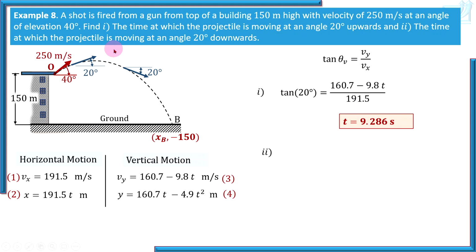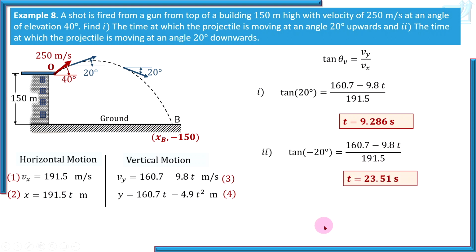Now, the time at which the projectile is moving at an angle of 20 degrees downwards. So put theta v as minus 20. Vy is 160.7 minus 9.8 t. You cannot use the previous value of t because this is a different instant here. And Vx is 191.5. And you have found out the answer.